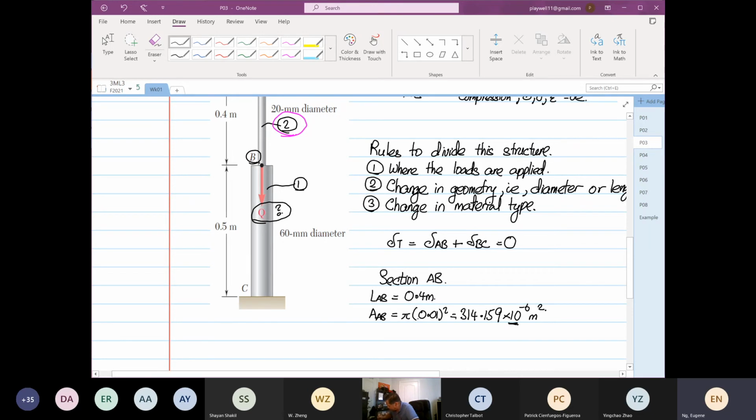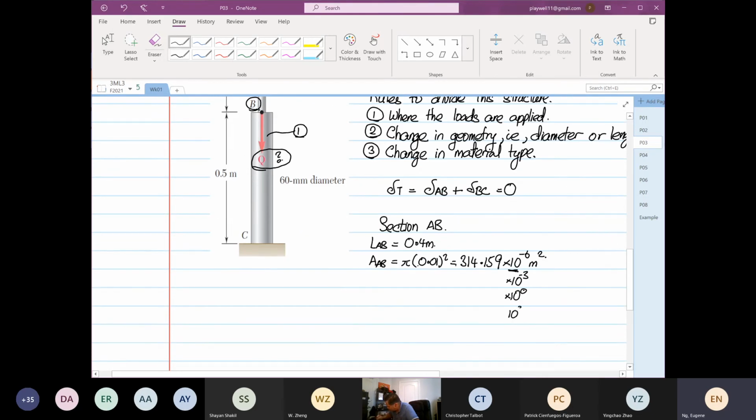Your answer has to be 10 to the power 6, or 10 to the power minus 3, or 10 to the power of 0, or 10 to the power 3, 10 to the power 6, and 10 to the power 9. Your answer cannot be 10 to the power of 4, 10 to the power 7, 10 to the power of 8. Are we clear? Get used to it. And I'll tell you why this is the case.